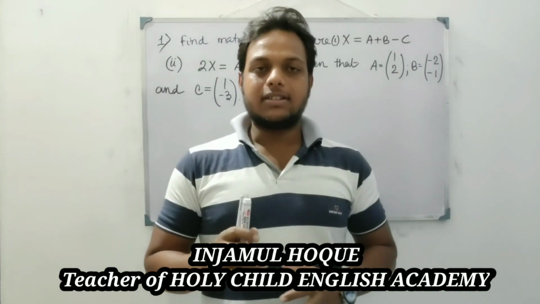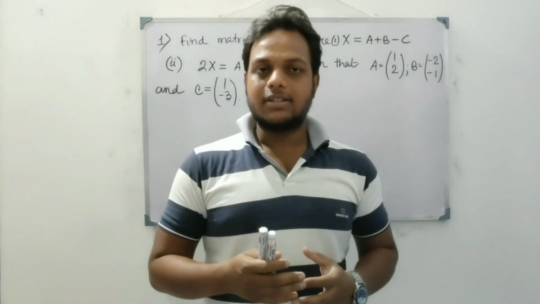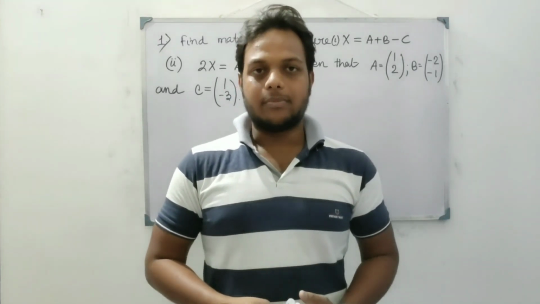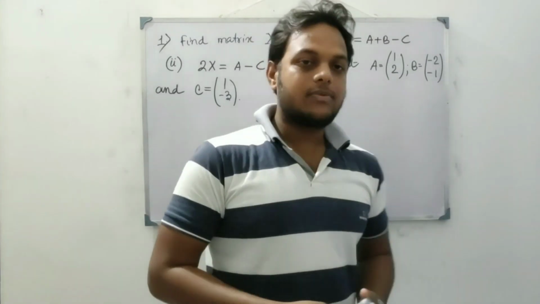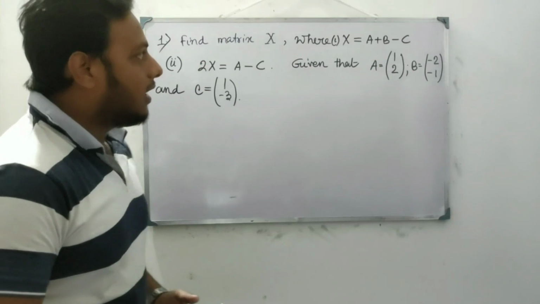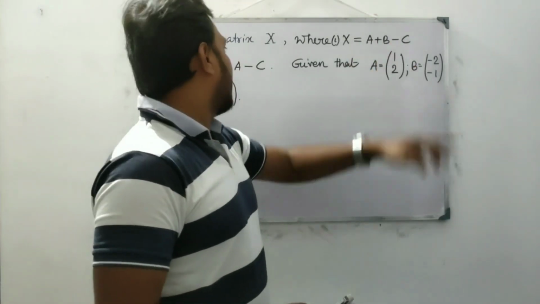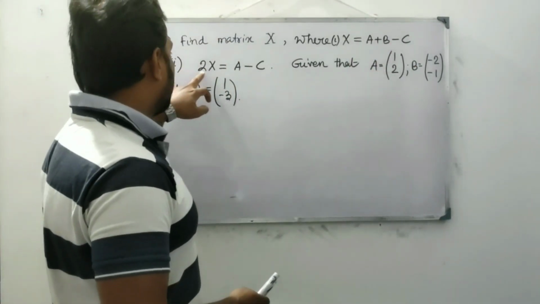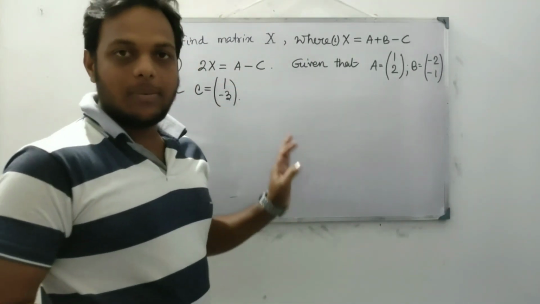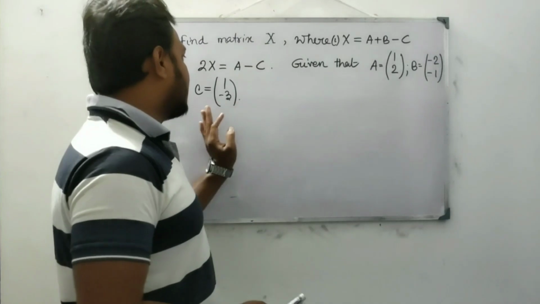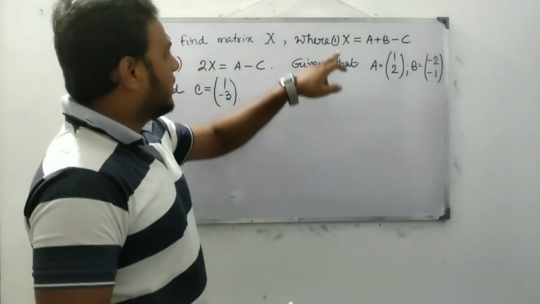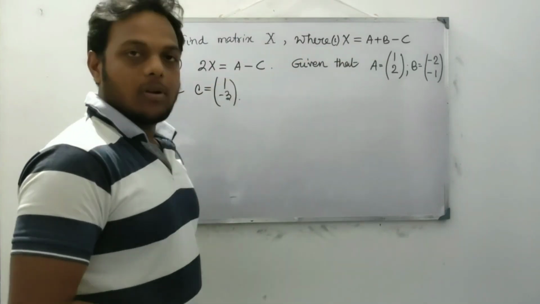Okay, I have discussed some theory part of the chapter matrices, and in this video we have to solve some exercise problems. Okay, so see the first problem. The first problem is: find the matrix X where X equals A plus B minus C. Second one, 2X equals A minus C, and given A, B, C. That means here three matrices are given, A, B and C, and you have to calculate the matrix X. Okay, this is the first problem, this is the second problem.